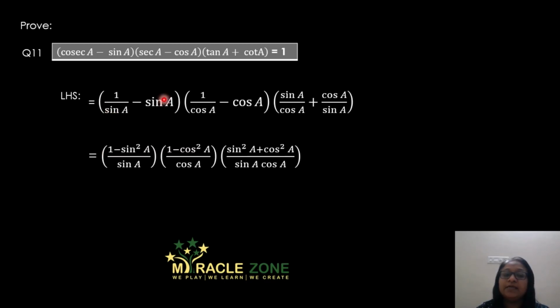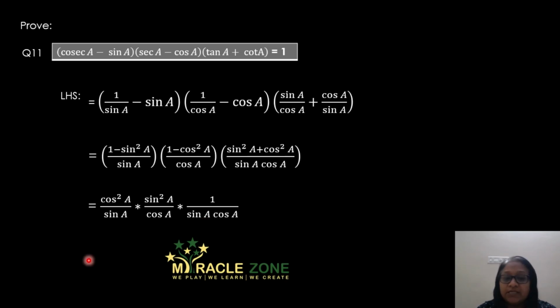You need to cross multiply it. So (1 minus sin square A) by sin A into (1 minus cos square A) by cos A into, here the LCM is sin A cos A, so when you cross multiply, (sin square A plus cos square A) by sin A cos A. We already learned that sin square A plus cos square A is 1. What is 1 minus sin square A? It is cos square A. And 1 minus cos square A is sin square A. The same thing you can rewrite as cos square A by sin A into sin square A by cos A into 1 by sin A cos A.